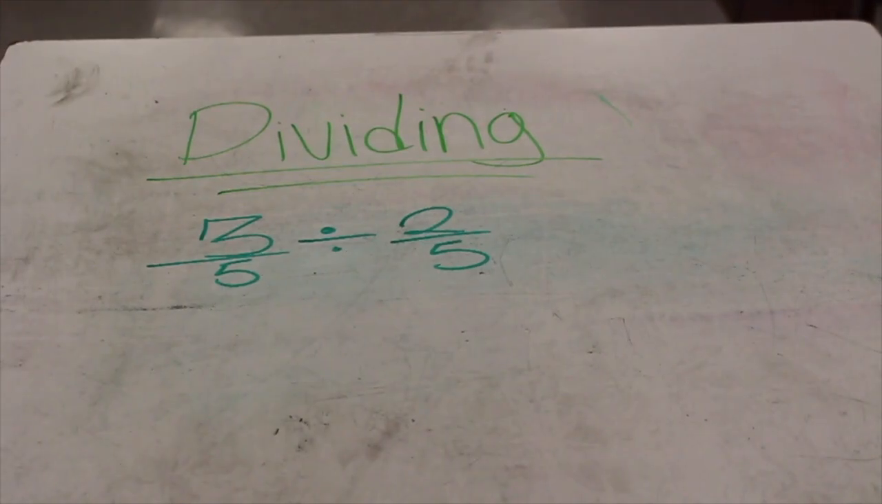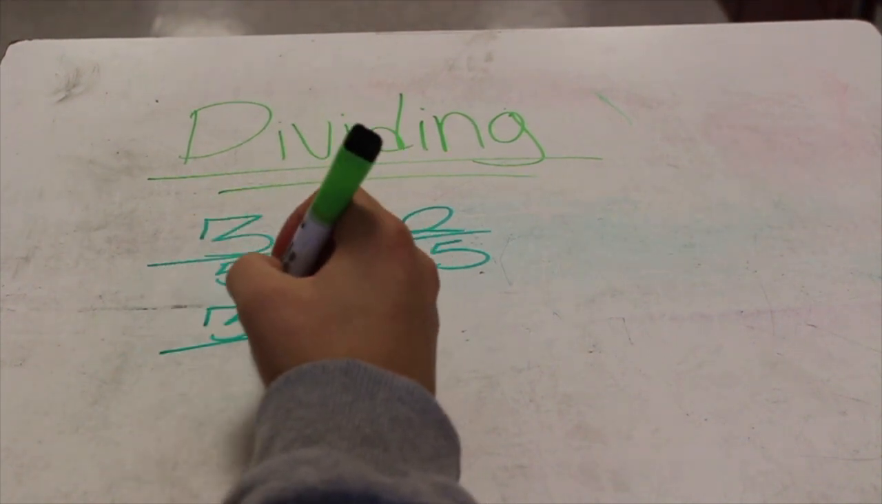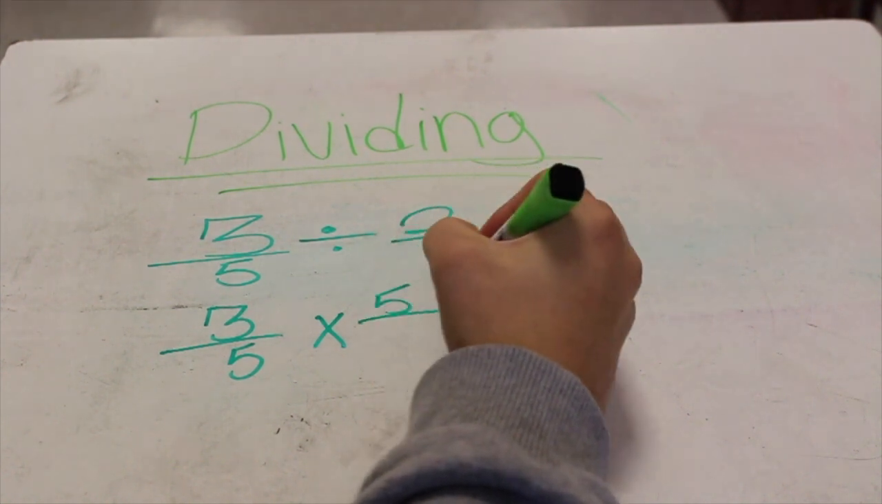Multiplying and dividing fractions are very similar. The only word you need to know when dividing fractions is a reciprocal. A reciprocal is the flipping of the numerator and the denominator in a fraction. When you have your equation set up, you're going to take 3/5 and multiply by the reciprocal of 2/5, which is 5/2. So 3/5 times 5/2.